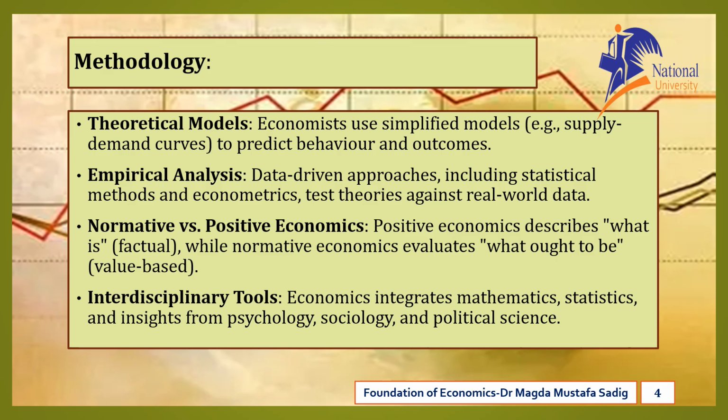Imagine a store wants to sell more cookies. Psychology might explain why people buy more cookies if they are labeled healthy, even if they are not. While sociology could show how friends influence each other to buy trendy snacks. Political science might look at how a new law banning sugary snacks affects sales. Economists mix these ideas with math and statistics to get a fuller picture. So it makes economics more realistic by considering how people and societies actually behave, not just what numbers predict.